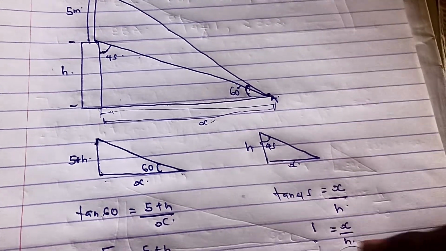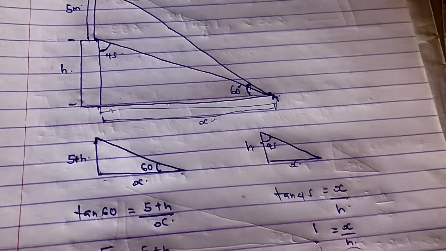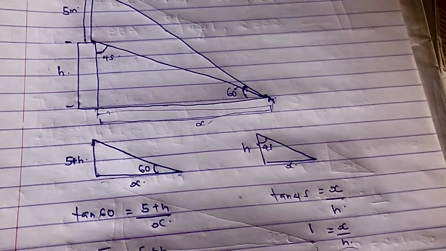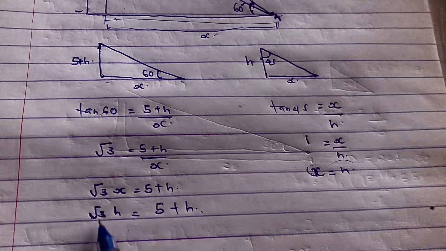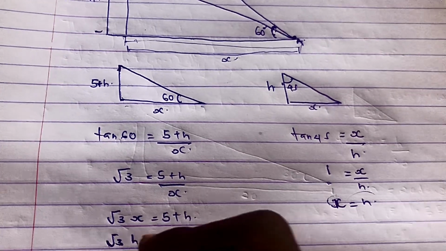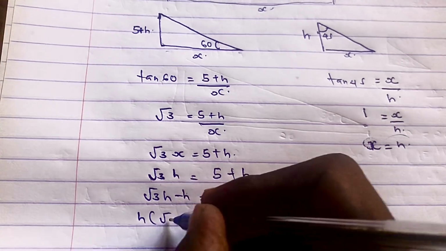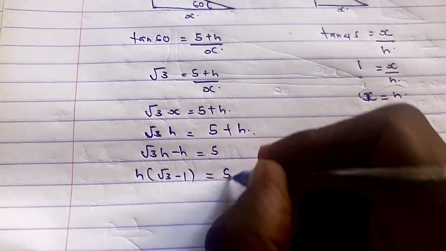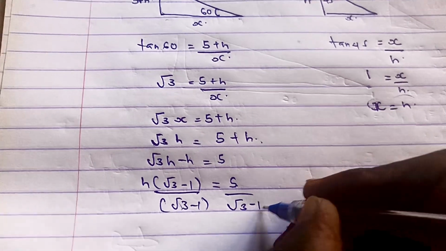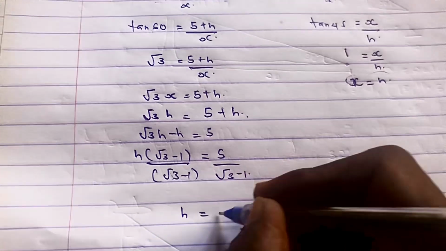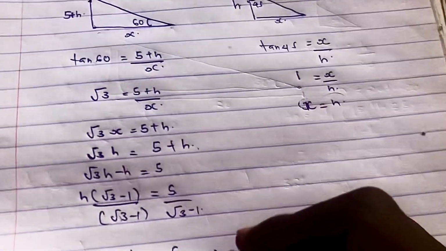You substitute where you see x, putting h. This gives us root 3 h equals 5 plus h. When you take this h to this side, it becomes root 3 h minus h equals 5. When you factor out h, this is h times root 3 minus 1 equals 5. Divide by root 3 minus 1, so our h will be 5 over root 3 minus 1, in meters.